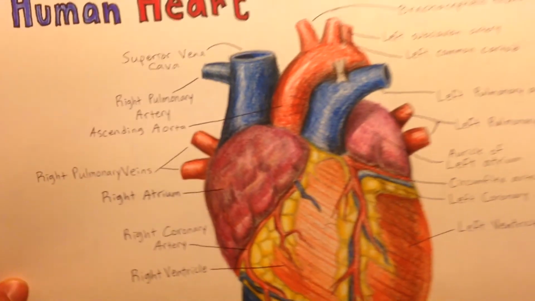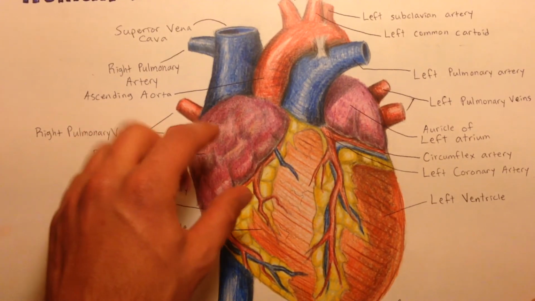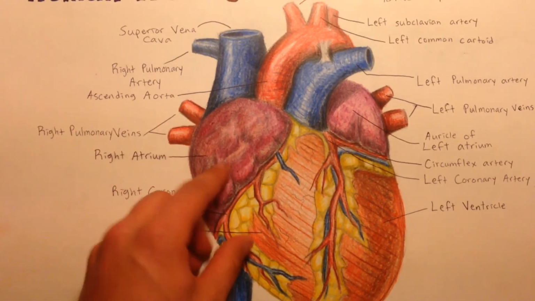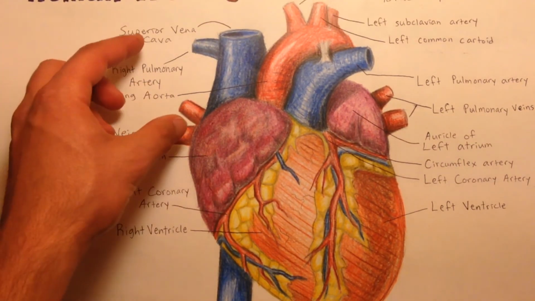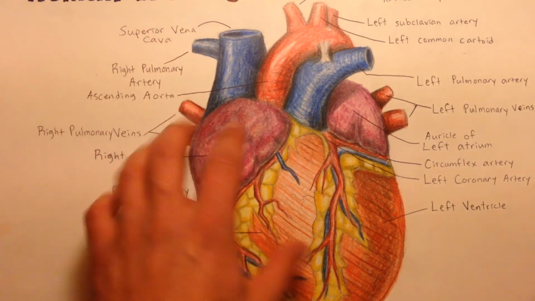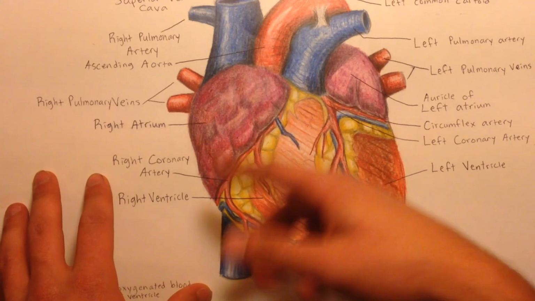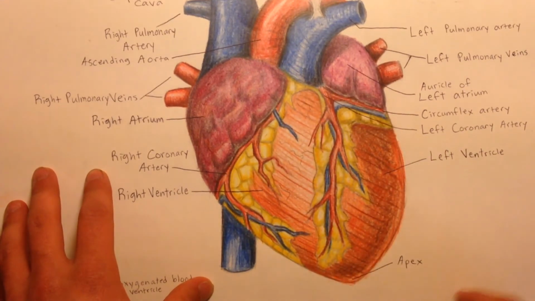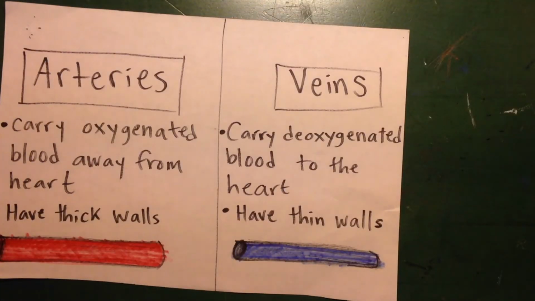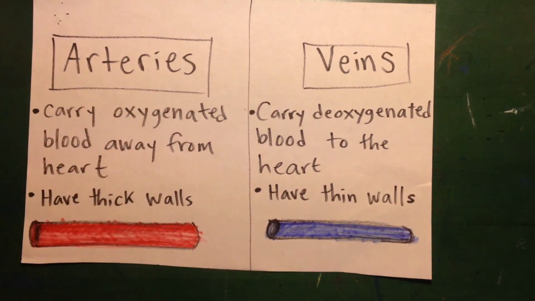So if we look back at the anatomy right here, see over here the right atrium. The blood has been brought back to the heart right here in the left and the right atrium, and later on it's going to be pumped back away from the heart through the left ventricle. And so veins, as we mentioned before, carry deoxygenated blood to the heart.